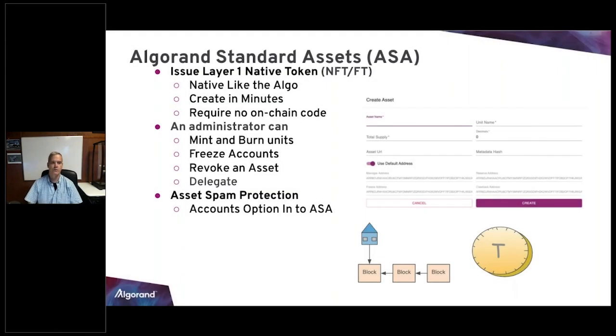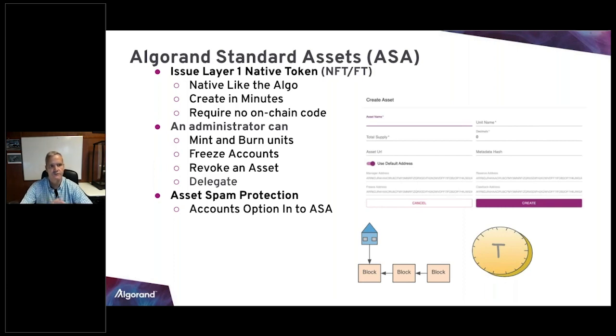All right, so to begin with, what is an Algorand asset? This is fairly simplistic stuff for Algorand. It's a layer 1 native token that requires no smart contract code. You can use it to build NFTs or FTs, and they take virtually minutes to create, and there is no on-chain code required. You can set up an administrator to mint and burn these tokens. You can freeze these tokens. You can revoke a token, and you can also delegate the authority to do any of those to someone else.